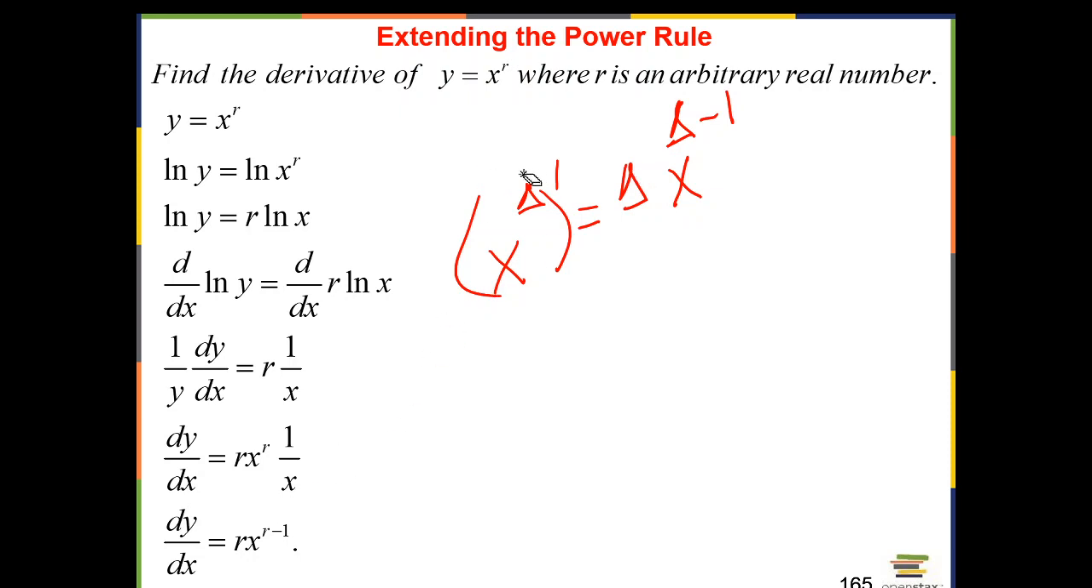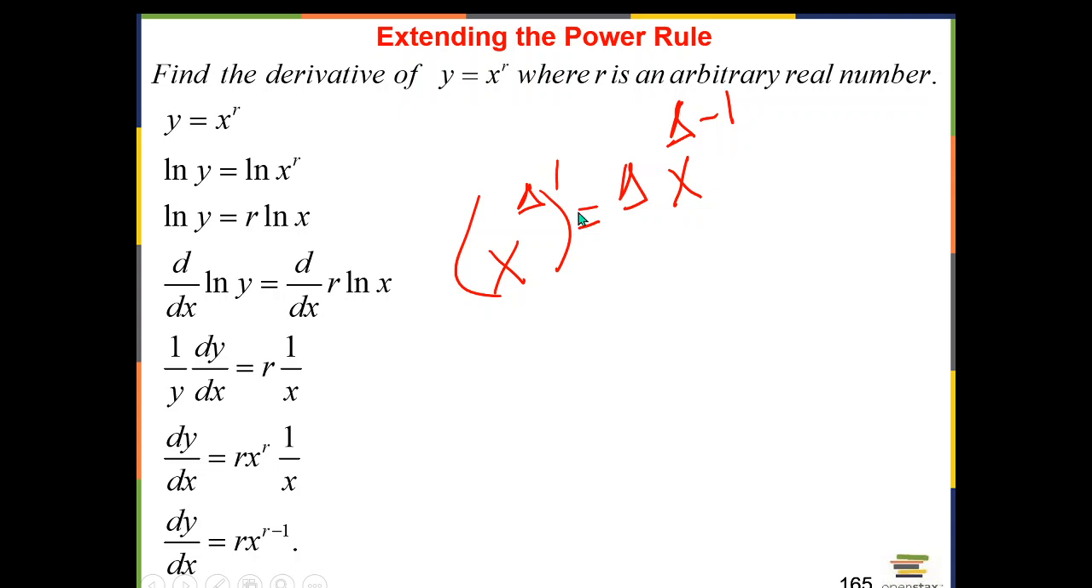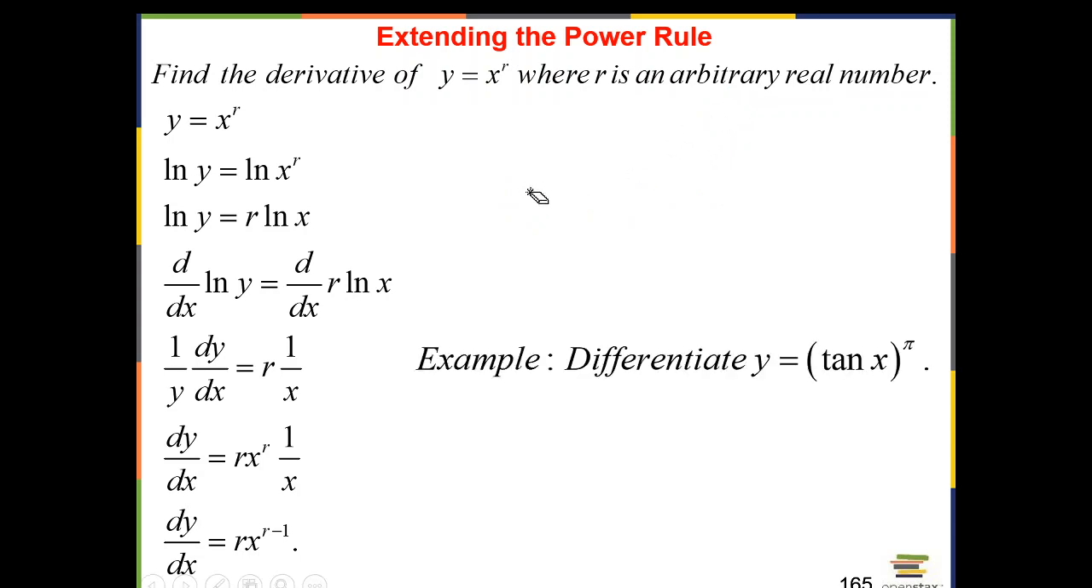If that number is the square root of 2, it doesn't matter. We still get the same formula. Okay, so now, for example, this right here is nothing but pi times tangent to the pi minus 1 times the derivative of tangent, which is secant squared.